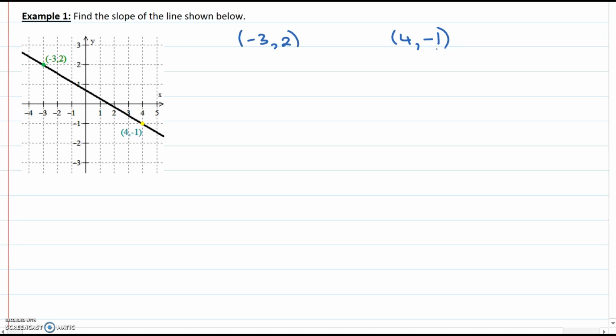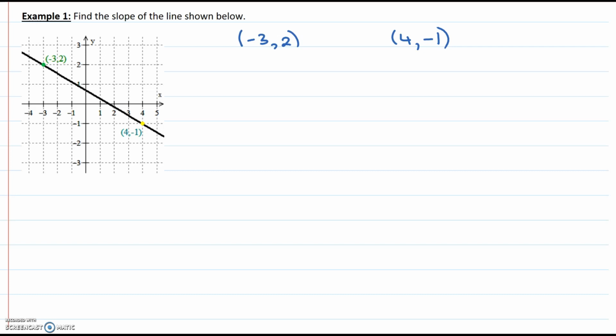Okay, now we're going to label one of these points as x1, y1 and the other one is x2, y2. And it doesn't make any difference which one is x1, y1 or which one is x2, y2. When you're finding the slope of a line, it doesn't matter the order in which you call one x1, y1 and the other one x2, y2.